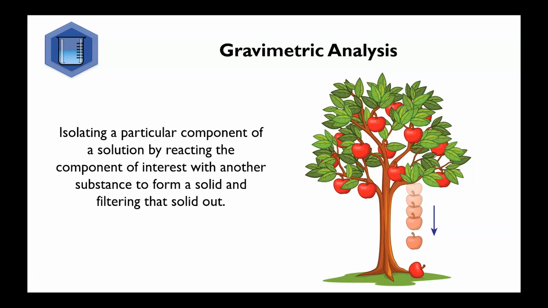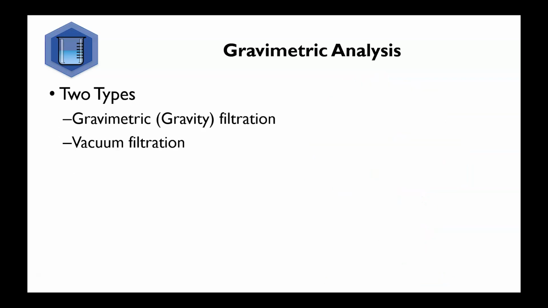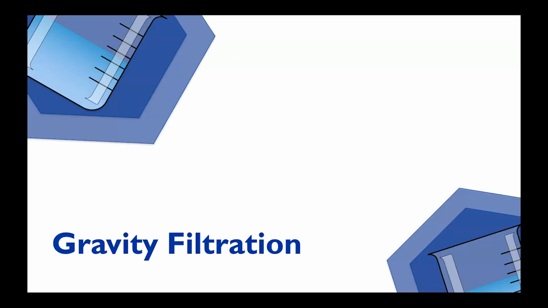The technique of isolating a particular component of a solution by reacting the component of interest with another substance to form a solid and filtering the solid out is known as gravimetric analysis. We're going to use both of the common methods to filter our solution: gravity filtration and vacuum filtration.